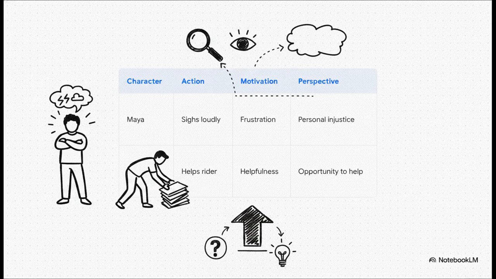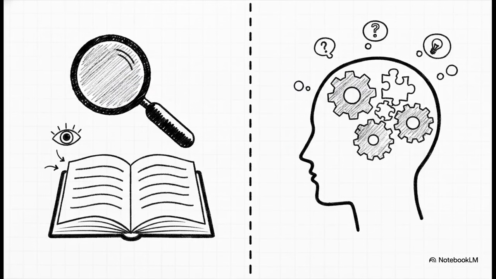And this brilliantly illustrates exactly why we need to separate evidence from assumption. We have to look at their observable words and actions first. For example, Maya sighs loudly and crosses her arms, while Jordan bends down to pick up the dropped folders. Those are the literal observable actions. From those actions, we can then infer that Maya's motivation is rooted in frustration, while Jordan's is rooted in helpfulness. So, the huge takeaway here is that we have to act like detectives. We need to carefully distinguish what literally happens on the page from the assumptions we naturally make as readers.